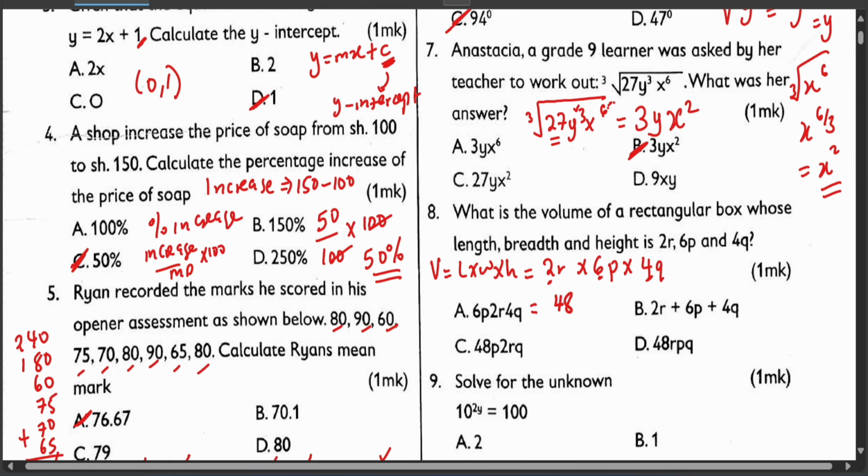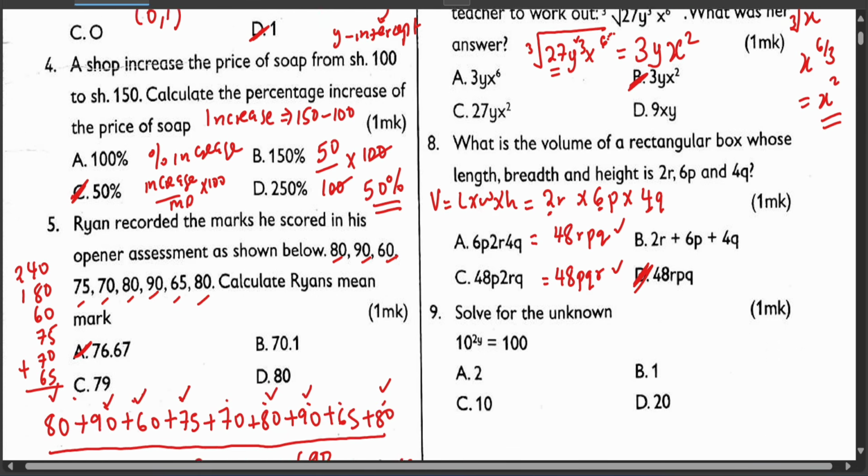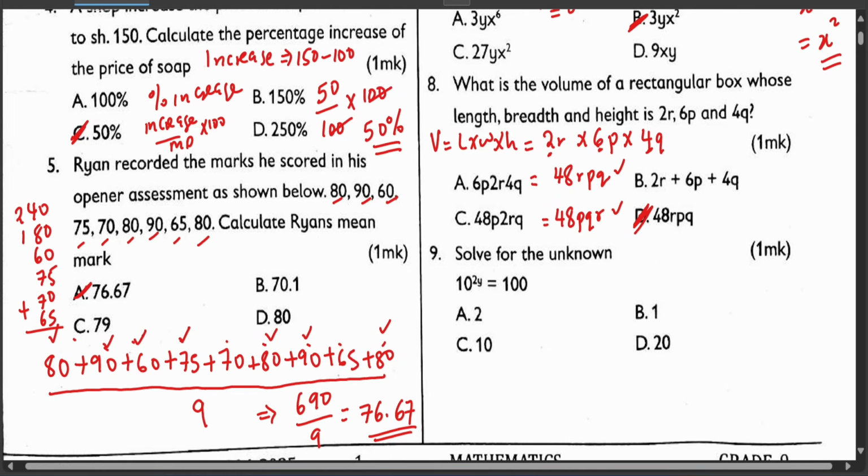So 48 rpq. Utaandika nini? Ukitaka utaweza andika rpq, but professionally it should be written 48 pqr according to alphabet. For now this one is correct, this one is also correct, but alphabetically inafaa iandikwe pqr. So but still this is correct. So the answer is D.